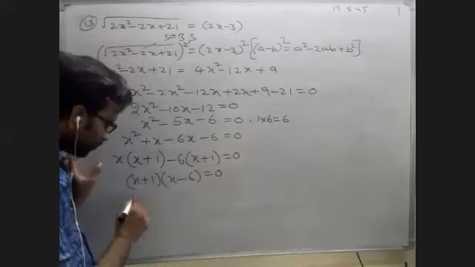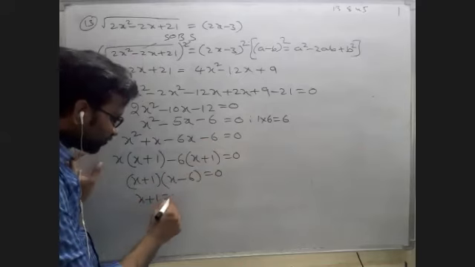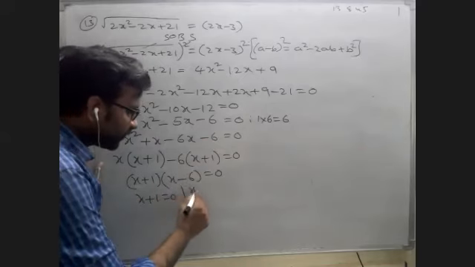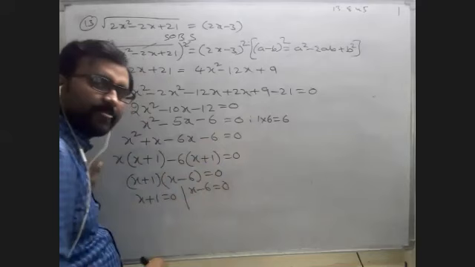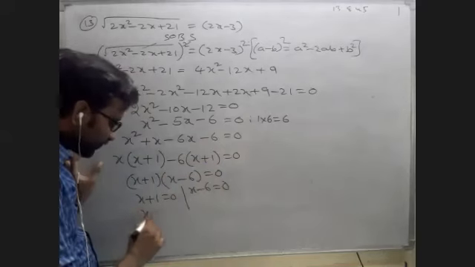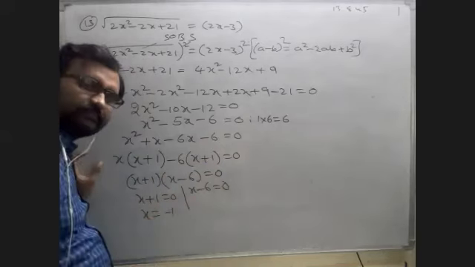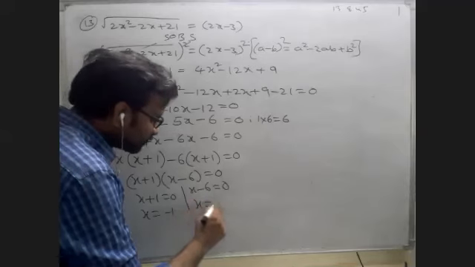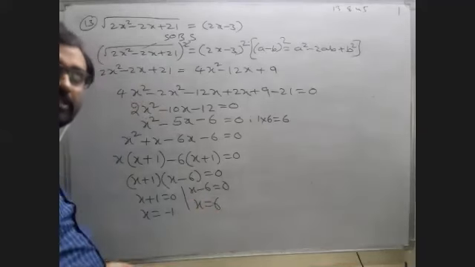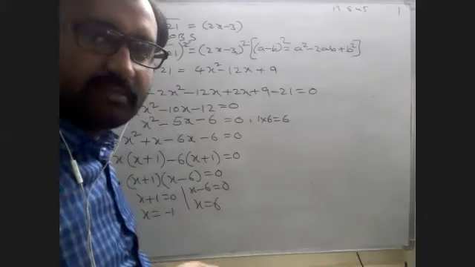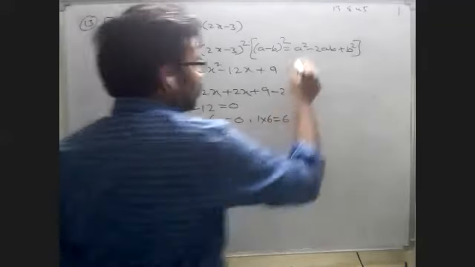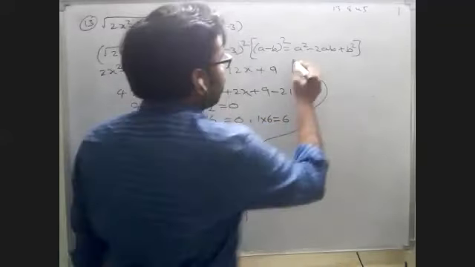Now zero product rule: x plus 1 is equal to 0, or x minus 6 is equal to 0. x plus 1 is equal to 0 means x is equal to minus 1. And here x is equal to 6. Now which one is correct? Both may be correct. We have to check by substituting in the quadratic equation.